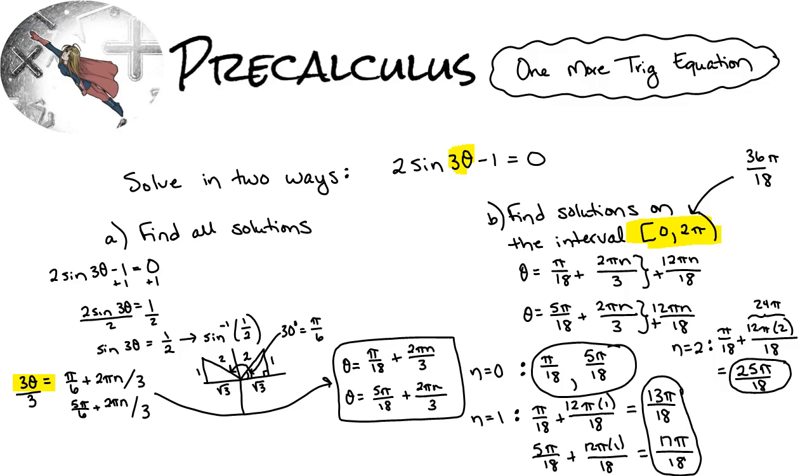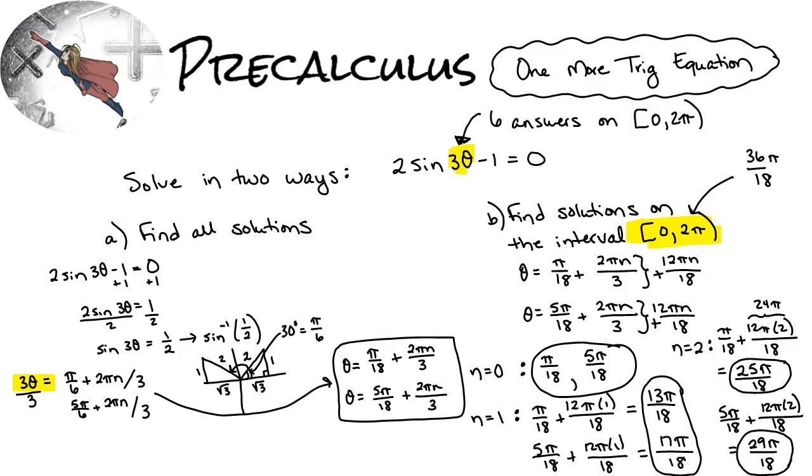And then if I do it with the 5 pi portion, so 5 pi over 18 plus 12 pi times 2 again, over 18ths, that's adding 24 pi again, so that adds up to a total of 29 pi over 18. That's still small enough. That's still less than 36 over 18. So now I have a grand total of 6 answers, and that is actually all of the answers. Normally, if you have a 3 theta, then you can expect 6 answers on the interval 0 to 2 pi.